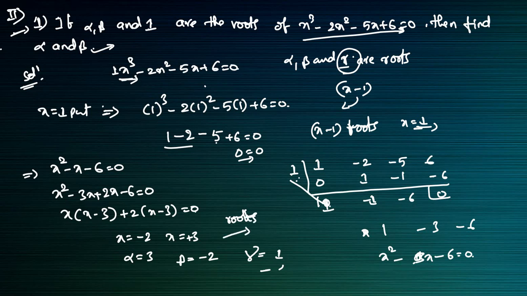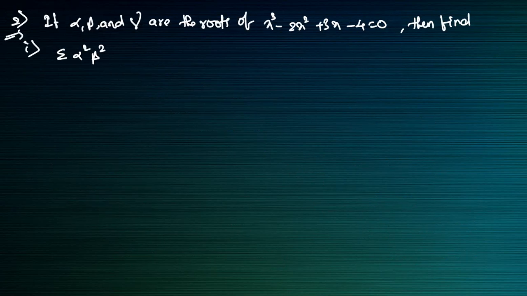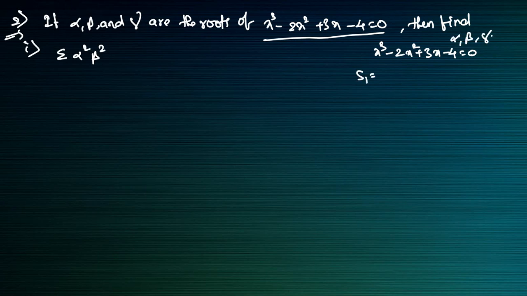Now moving to the next question, the second one. If alpha, beta and gamma are the roots of the given equation x cube minus 2x square plus 3x minus 4 is equal to 0. First, s1 is equal to alpha plus beta plus gamma is equal to minus b by a. So minus of minus 2 divided by 1 is equal to 2.